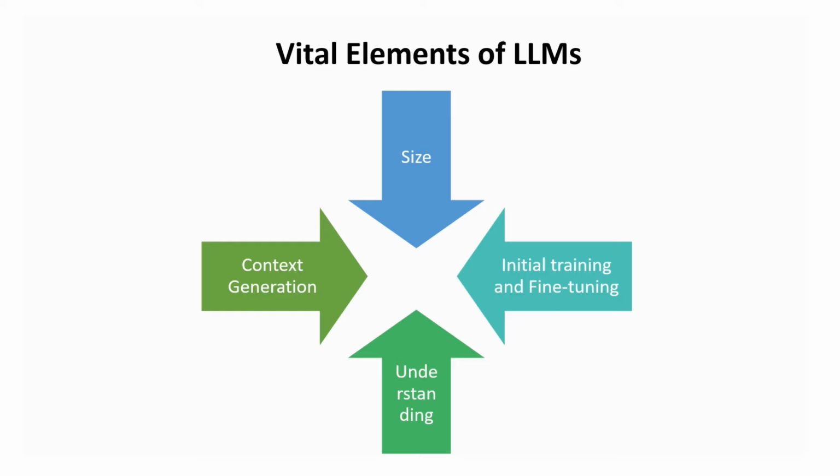First is scale. Large language models have a large number of parameters, often hundreds of millions to billions, allowing them to capture complex linguistic nuances. Large language models are pre-trained on massive text datasets to develop a broad language understanding. They can be fine-tuned on specific activities to adapt their expertise to particular applications.